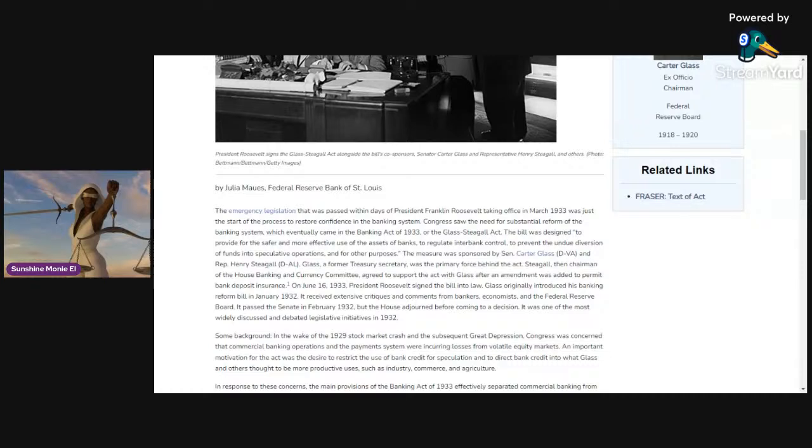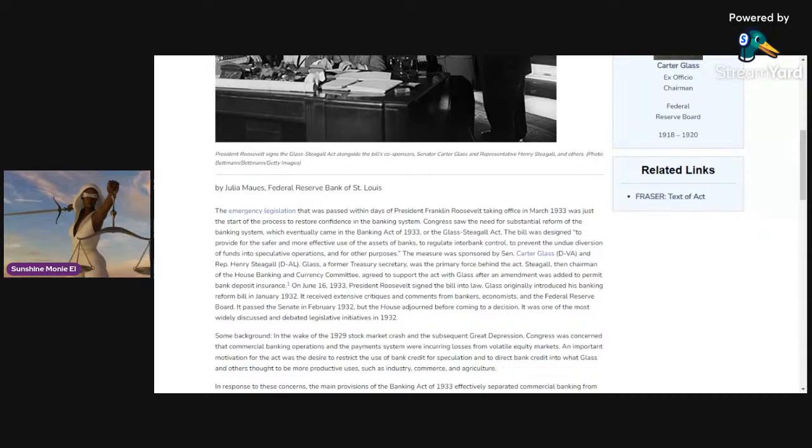But the emergency legislation that was passed within days of Franklin taking office in March 1933, which is the start of the process to restore confidence in the banking system. Congress saw the need for substantial reform of the banking system, which eventually became the Banking Act of 1933, or the Glass-Steagall Act. The bill was designed to provide for the safer and more effective use of assets of banks, to regulate interbank control, to prevent the undue diversion of funds into speculative operations, and for other purposes.